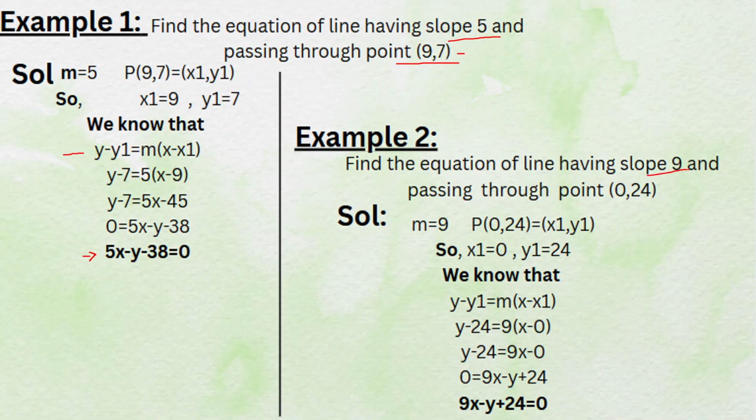Now in the second example, we are asked to find the equation of the line whose slope is 9 and the point through which it is passing is 0 and 24. So the slope is 9 and the value of small m is 9, the point is 0 and 24. So the value of x1 is 0 and the value of y1 is 24. So let us write the general equation, which is y minus y1 is equals to m into x minus x1. So y minus 24 is equals to 9 into x minus 0. By simplifying it, our final answer is 9x minus y plus 24 is equals to 0.